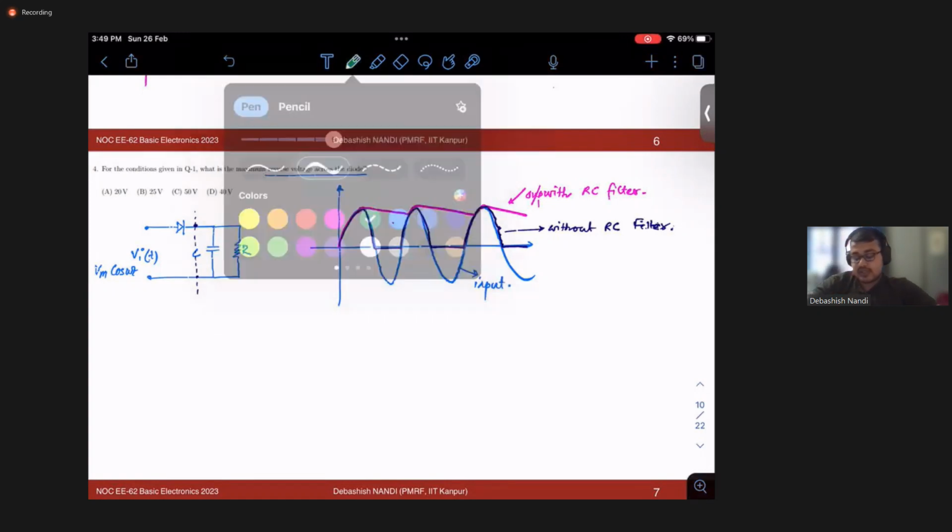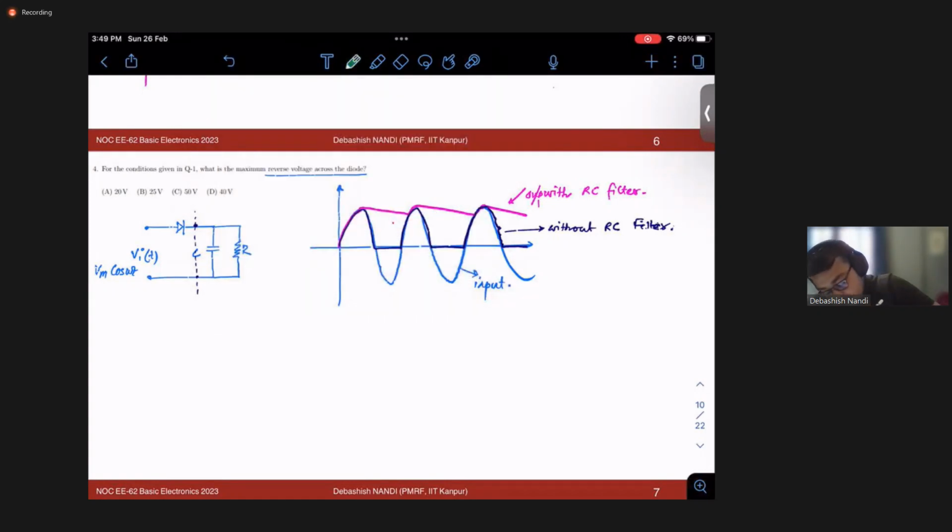So let's say, what is the reverse voltage, right? So this is your V out, this is your V in. So your reverse voltage is V out minus V in, right? V reverse across the diode.